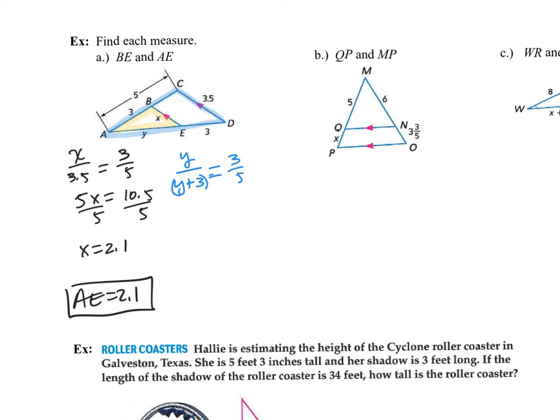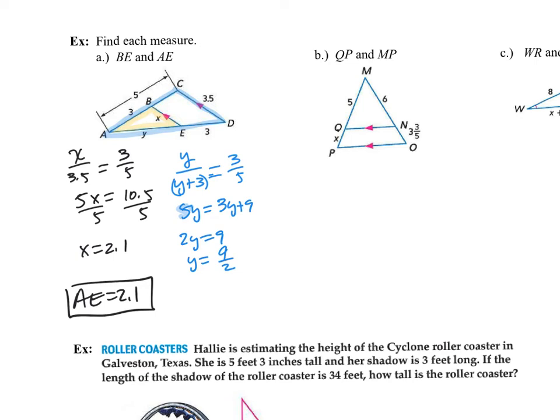So we're going to get 5y is equal to 3y plus 9. So that means 2y is equal to 9 and y is equal to 4.5 or 9 halves.